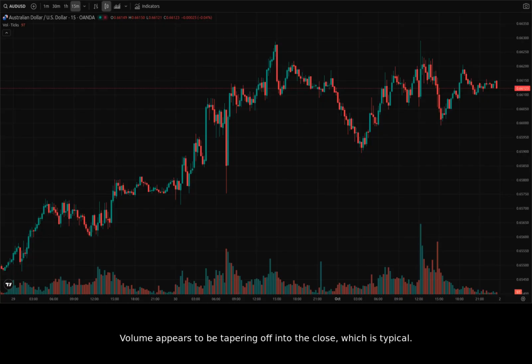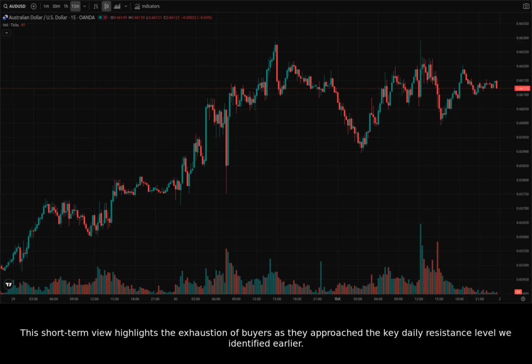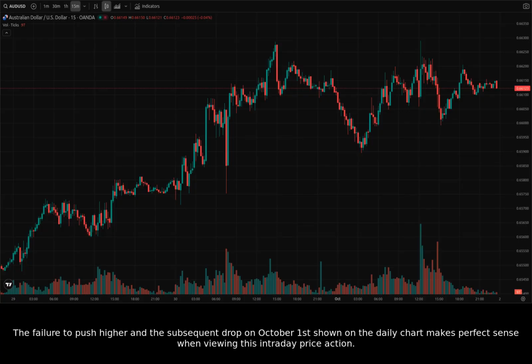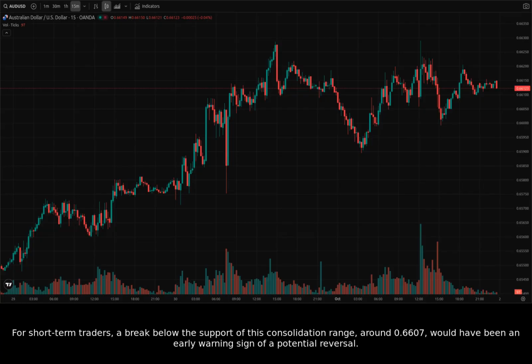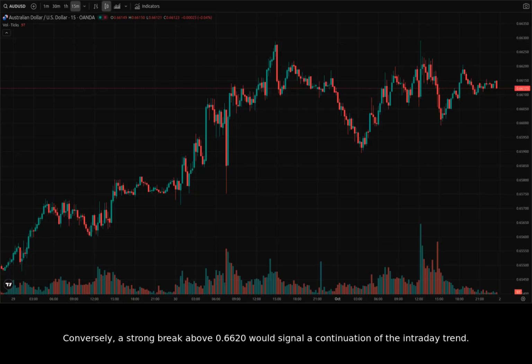Volume appears to be tapering off into the close, which is typical. This short-term view highlights the exhaustion of buyers as they approach the key daily resistance level we identified earlier. The failure to push higher and the subsequent drop on October 1st shown on the daily chart makes perfect sense when viewing this intraday price action. For short-term traders, a break below the support of this consolidation range, around 0.6607, would have been an early warning sign of a potential reversal. Conversely, a strong break above 0.6620 would signal a continuation of the intraday trend.